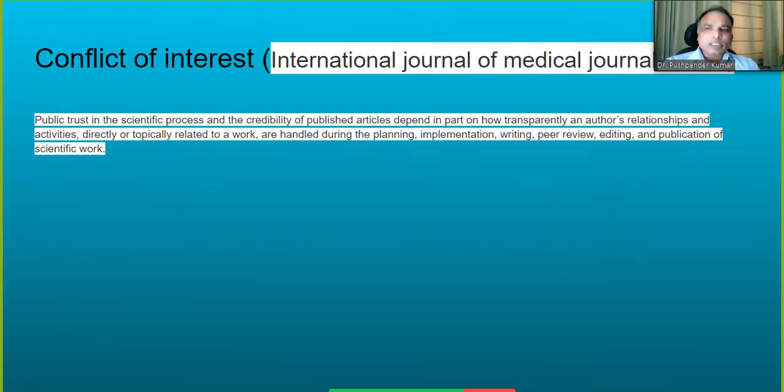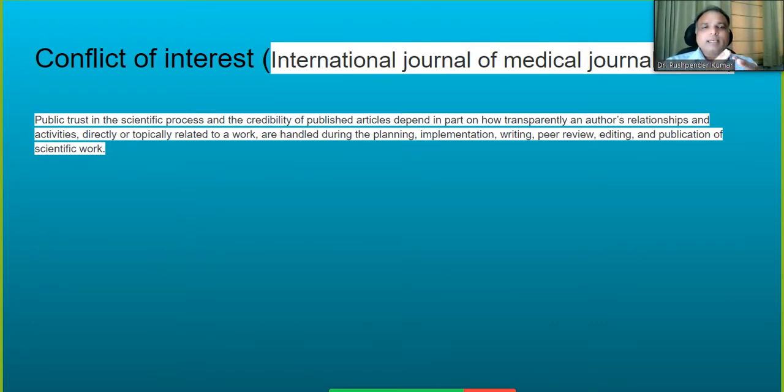So here you can see that when you conduct your research, public trust is very important, because the public gives you a lot of value, a lot of respect, right? So you need to take care of that credibility. Whatever you write is published in a journal as an article, as a research paper. So you need to give all possible information, right?